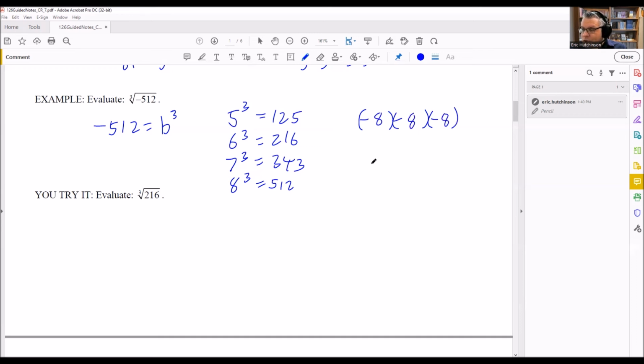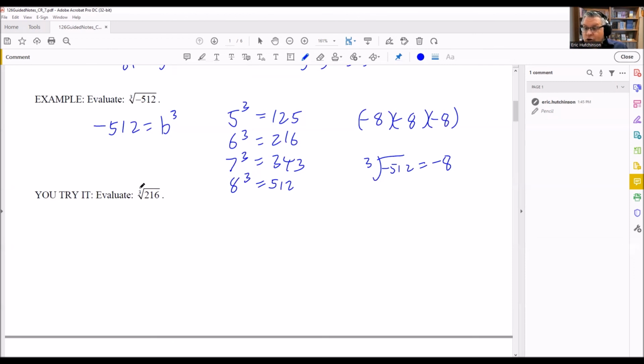So I would know that the cube root of negative 512 is going to be equal to negative 8. And that's because negative 8 cubed is going to give me negative 512. We found that out by putting numbers in the calculator, and then from negatives, we know that all three would have to be negative there.